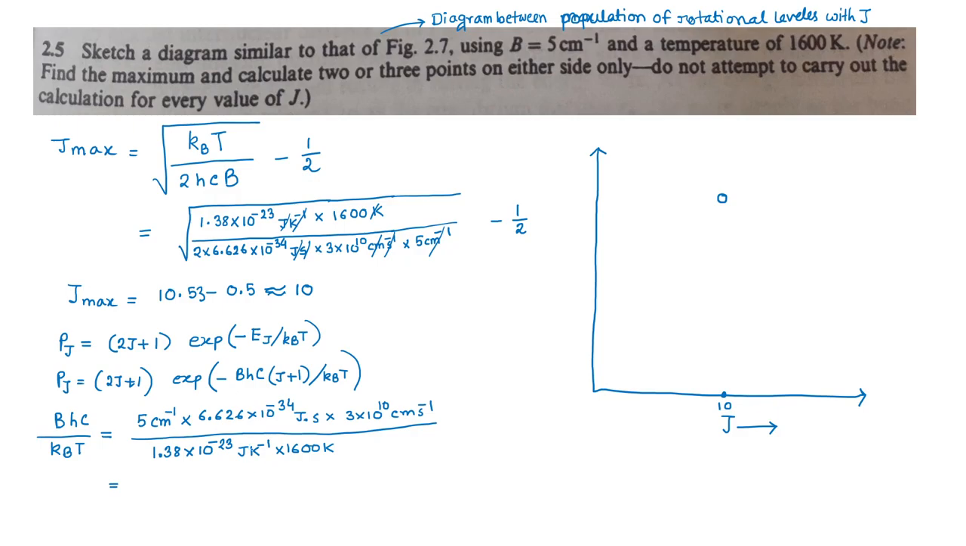So this is actually going to cancel joule, second inverse, centimeter inverse, and Kelvin inverse. So this actually gives us the value 5 into 6.626 into 10 to the power minus 34 divided by 1.38 divided by 10 to the power minus 23 divided by 1600, which is 1.5.